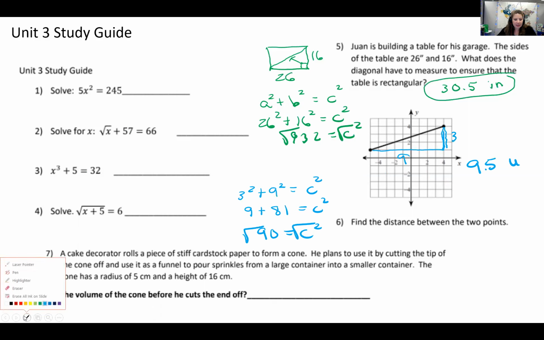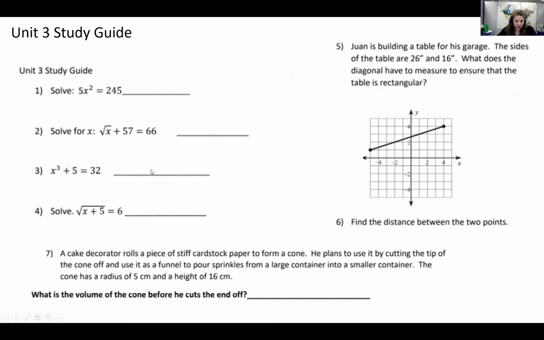Number 7. A cake decorator rolls a piece of stiff cardboard paper to form a cone. So we got a cone. Anyway, it's supposed to be a cone. You guys know I can't. Anyway, all right, so the radius of our cone is 5 centimeters and the height of our cone is 16 centimeters. So we're going to find the volume.